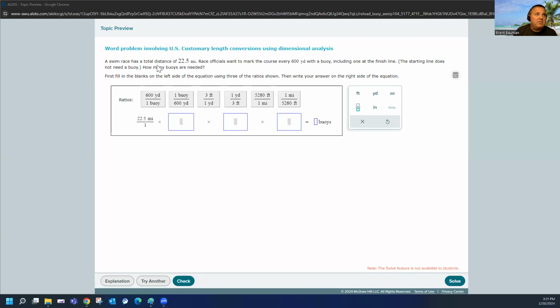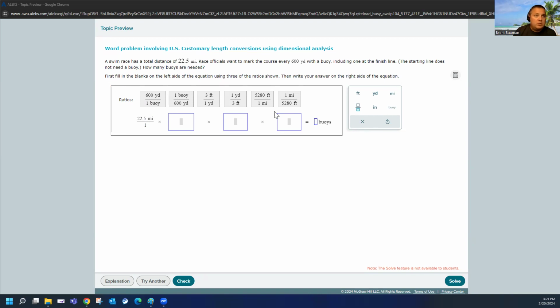So you're given that this is a swim race, 22.5 miles. So that's the initial value that you're going to try to convert. And it gives you some information. Race officials want to mark the course every 600 yards with a buoy, including one at the finish line. And it says the starting line doesn't get one. How many do we need?